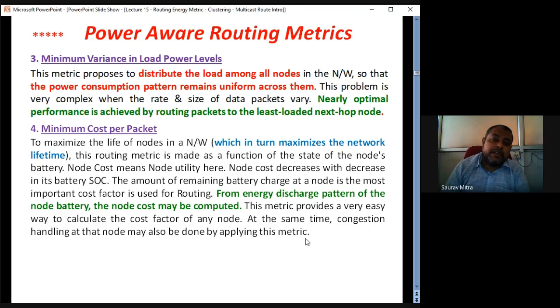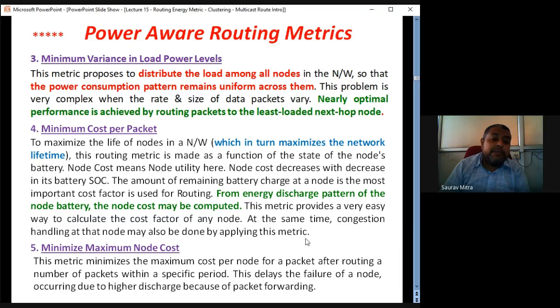At the same time, congestion handling at that node may also be done applying this metric. If the node is getting congested, then it has to transmit or receive data for a longer period of time. So if a node gets congested, if it has a higher amount of energy, it will be active for a longer amount of time, and in that case it will be able to solve the congestion problem.